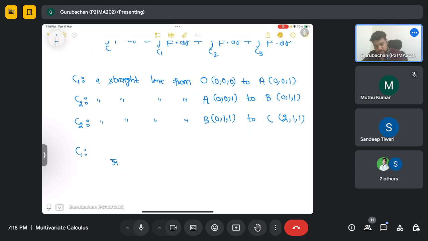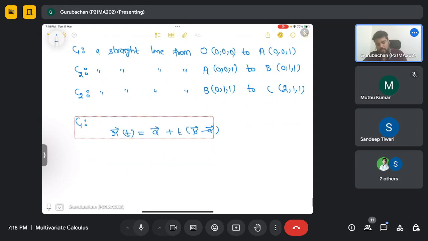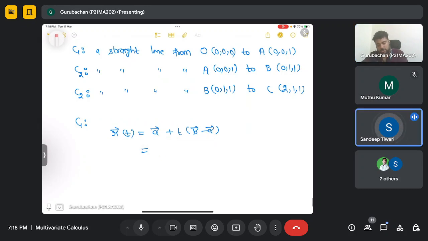C1 is some r(t). We know that r(t) is the starting vector plus t times (B minus A). I am writing this because we have to compare x(t), y(t) and z(t) again, so it will be easier for us. So this will be 0 y cap.